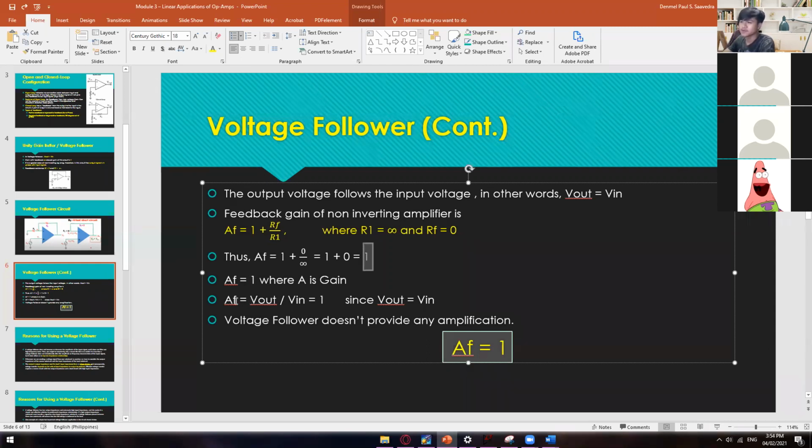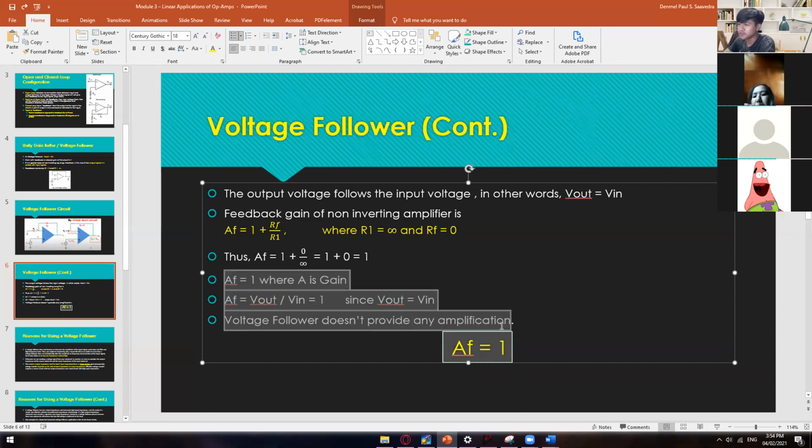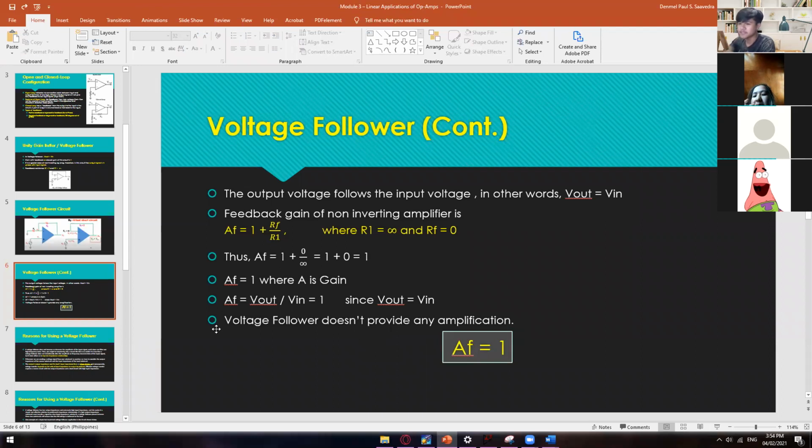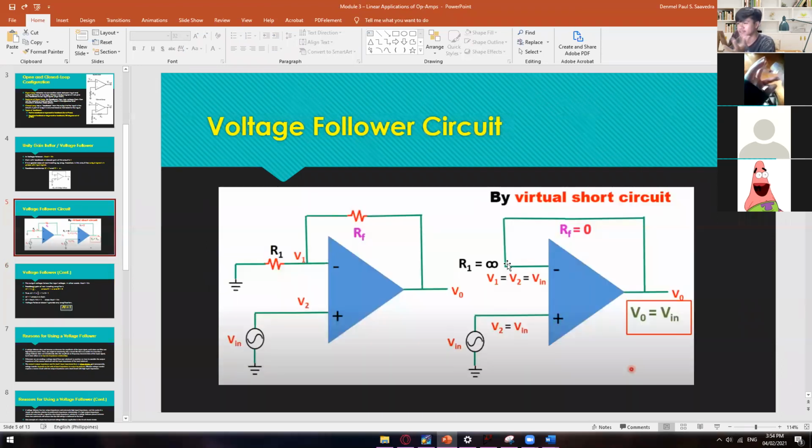Okay. So what else here? So since V out is equal to V in, voltage follower doesn't provide any amplification, which is this one. So this is just another continuation or expansion of the explanation. But just from here, you could already see that AF is equal to 1. Okay. So that is the reason why a voltage follower doesn't do anything. Okay, so as you can see, it's quite useless, right? Because why would you input a voltage in here if it will not do anything with that voltage? So it's like just a wire that's just passing through on that certain line.